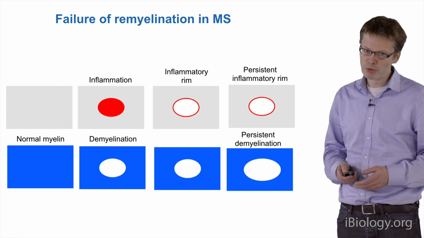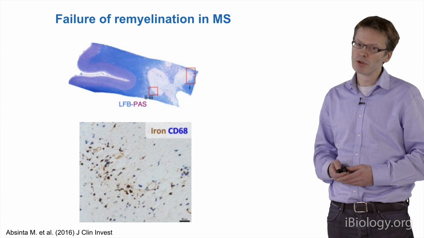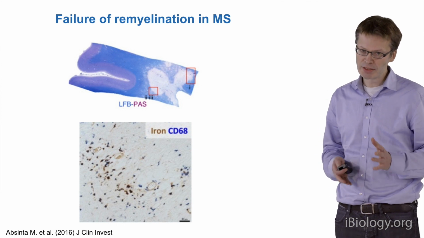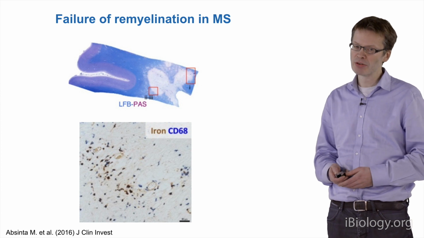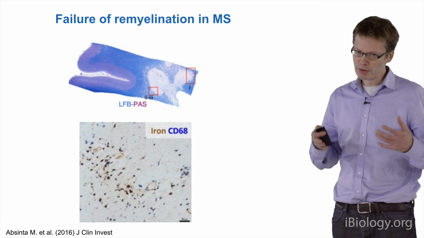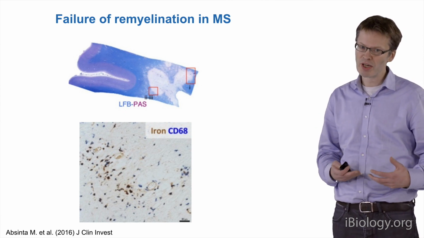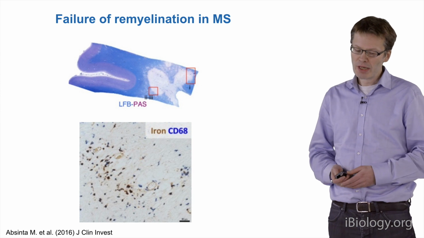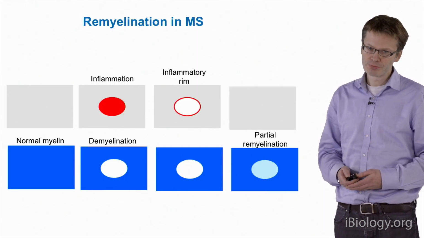So this was shown in an autopsy where one of these lesions was analyzed, and you can see in blue the myelin stain again. You can see it's a completely demyelinated lesion, and at the edges is this inflammatory rim, and if you focus into these cells, you see macrophages loaded with iron. So this is an indication of poor recovery of a lesion.